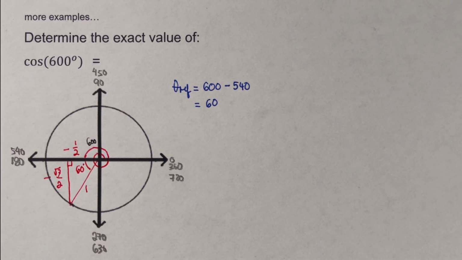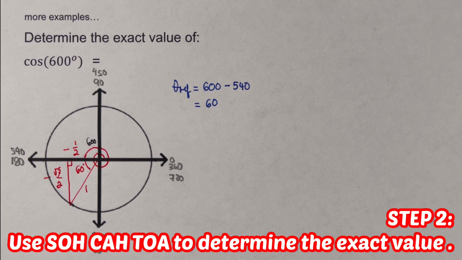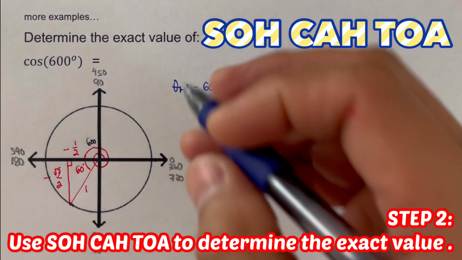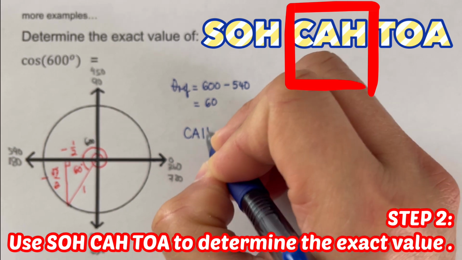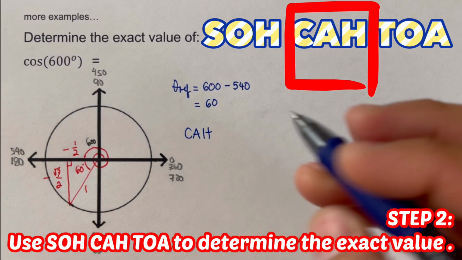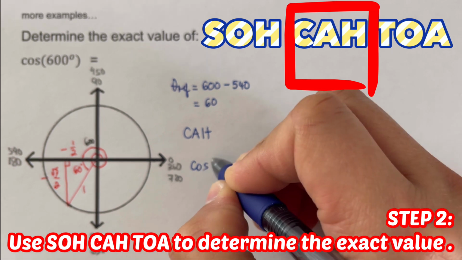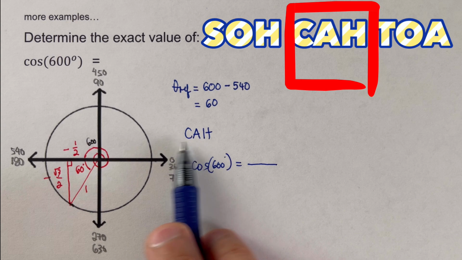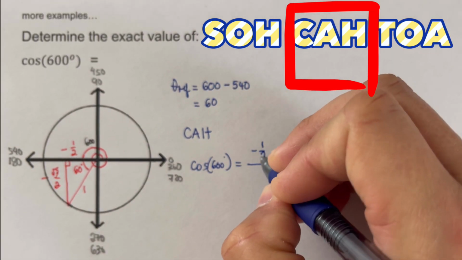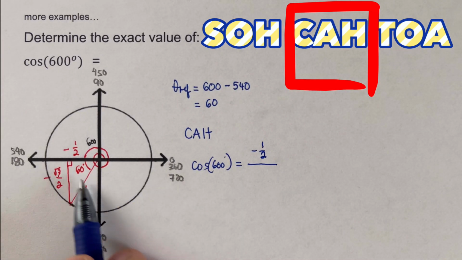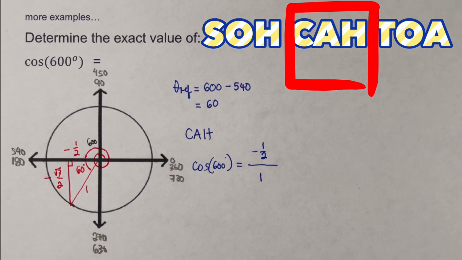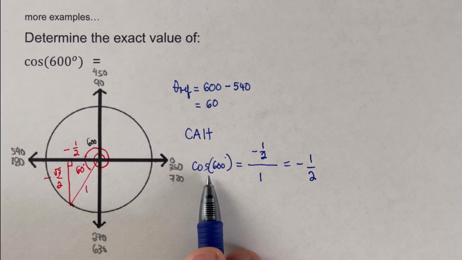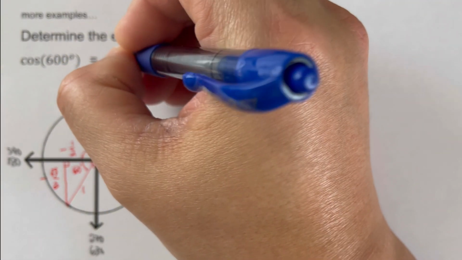Now we move on to the second step. Use the SOHCAHTOA to determine the exact value of the angle. So we are given cosine, so we are going to use the CAH. CAH means adjacent over hypotenuse. So we can go ahead and write cosine 600 degrees would be equal to adjacent is negative 1/2, and then the hypotenuse is 1. So negative 1/2 divided by 1 is negative 1/2. So the value for cosine 600 is negative 1/2.